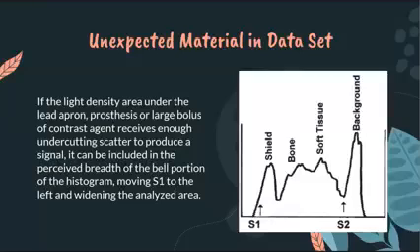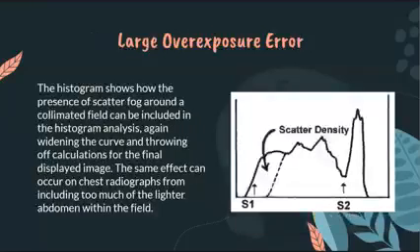Okay, and then of course, another type is a large overexposure error. Okay, so the histogram shows how the presence of scatter fog around a collimated field can be included in the histogram analysis. Again, widening the curve and throwing off calculations for the final displayed image. The same effect can occur on chest radiographs from including too much of the lighter abdomen within the field. So there are clues here. So asan niyo?